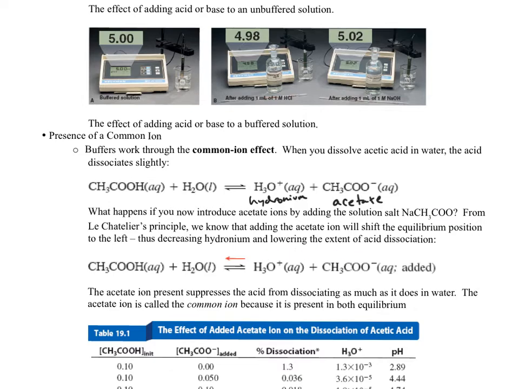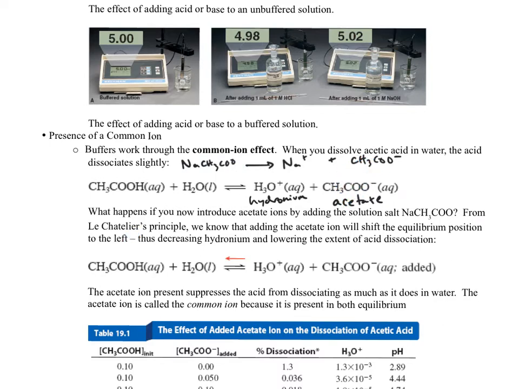So if you were to put NaCH3COO into water, because of that sodium, it's completely soluble. And, by the way, acetate ions are always soluble no matter what. That only is going to make sodium ions and acetate ions. Well, if you already have a solution of acetic acid and you put sodium acetate into it, you're adding more acetate ions.